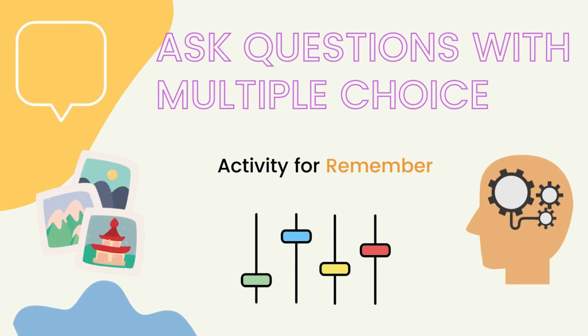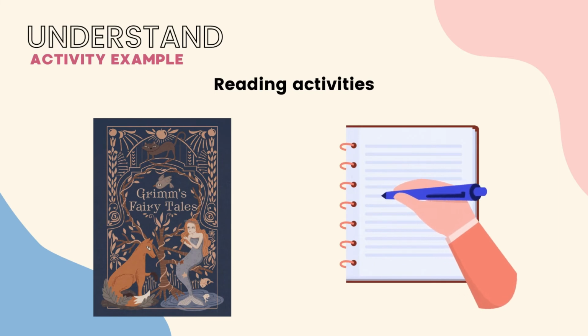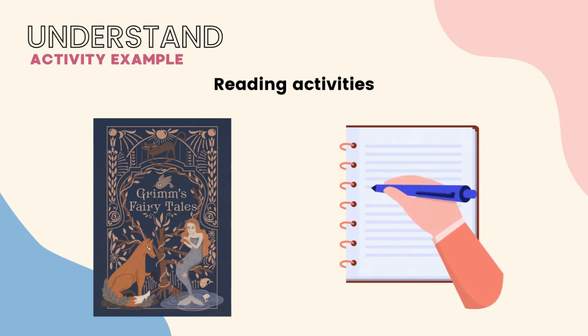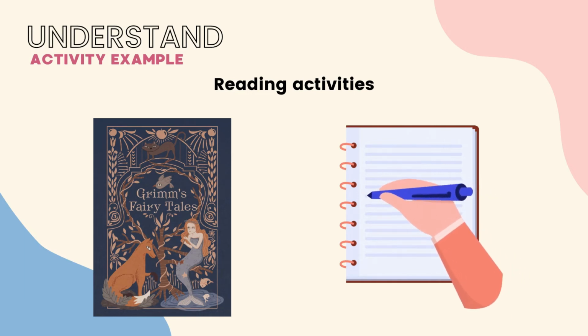An activity for the remember level can be a multiple choice question that asks students to identify the correct answer, taking into account what they saw in the last class. One example could be reading activities, because it allows the student to reflect according to their understanding and point of view.